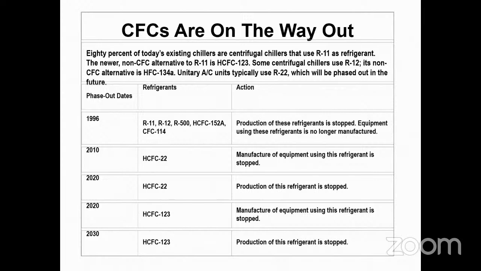So this is the tabular column. What are the refrigerants? What are the phase-out dates? So already R11, R12, and R22 are phased out. HCFC 123 target is 2030. So production of this refrigerant is stopped.